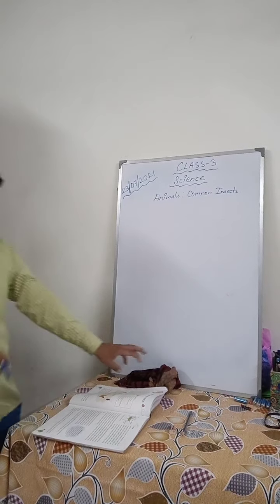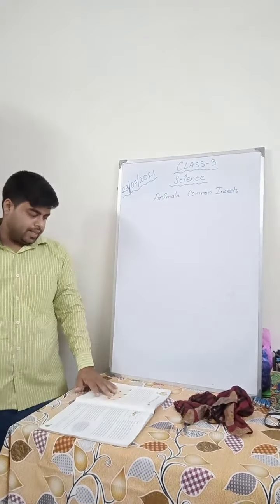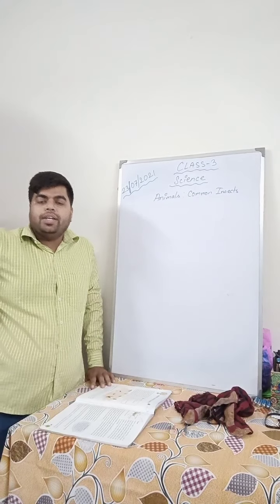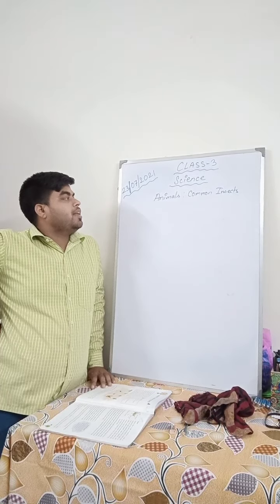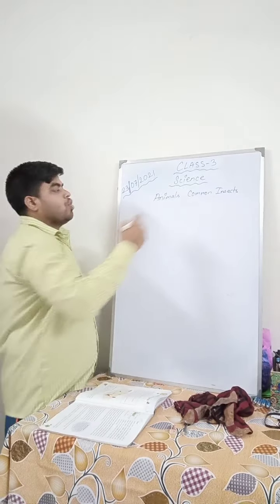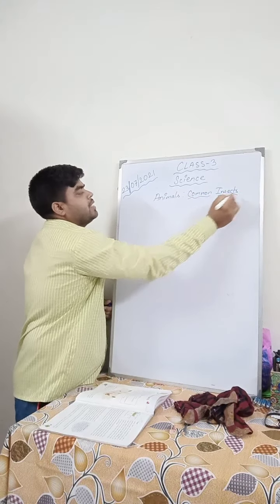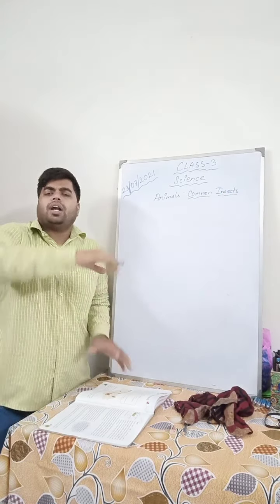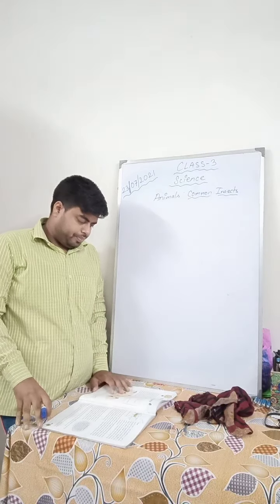Good morning students. This video is for class 3 science, and today we will start a new chapter, that is animals, and under the heading animals we will start common insects. That means insects that you generally find around where you live.